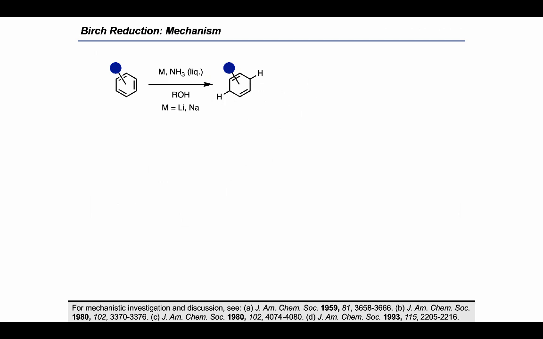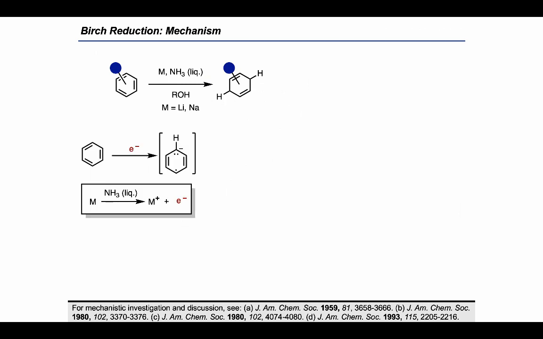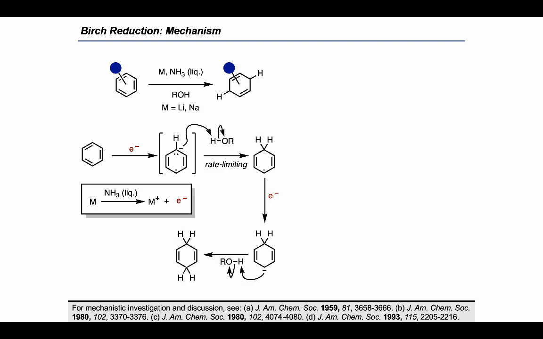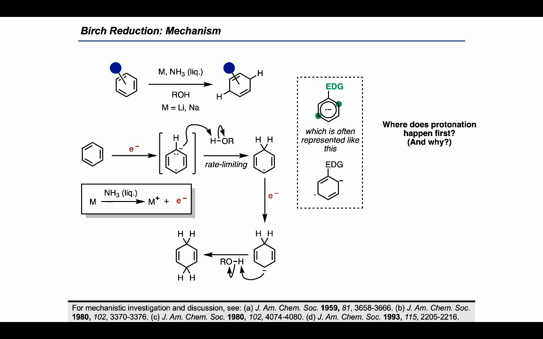The Birch reduction starts with a 1-electron reduction of the aromatic ring, where the electron is coming from the metal, to form a radical anion that can be protonated in what turns out to be the rate-limiting step. The resulting radical can be reduced again with 1 electron, which forms an anion that can be protonated to form the cyclohexadiene product. Unraveling the mechanism for this reaction required answering the question, where does protonation happen first and why?